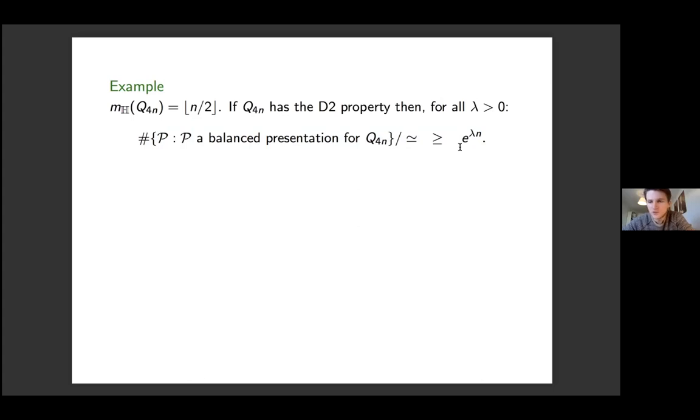But this sort of raises the question, for these quaternion groups and for others, of where actually are all of these balanced presentations? So in the case of finite abelian groups, I gave explicit examples of presentations, but for these quaternion groups, where actually are they? So the D2 property predicts that an enormous number will exist. So you would hope that there would be some construction, but there's none known.